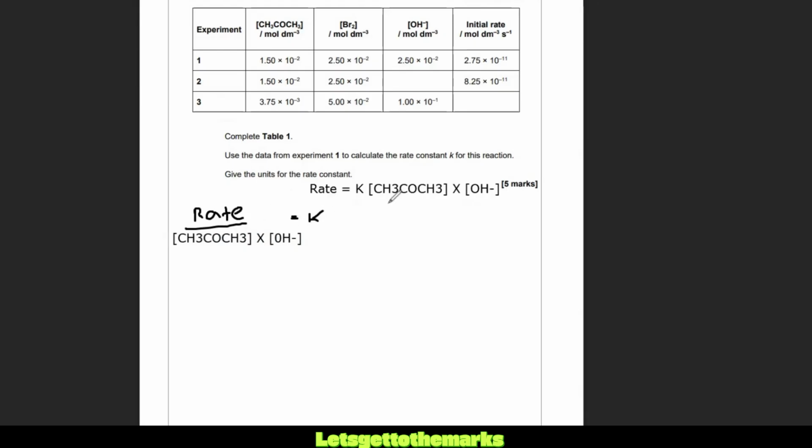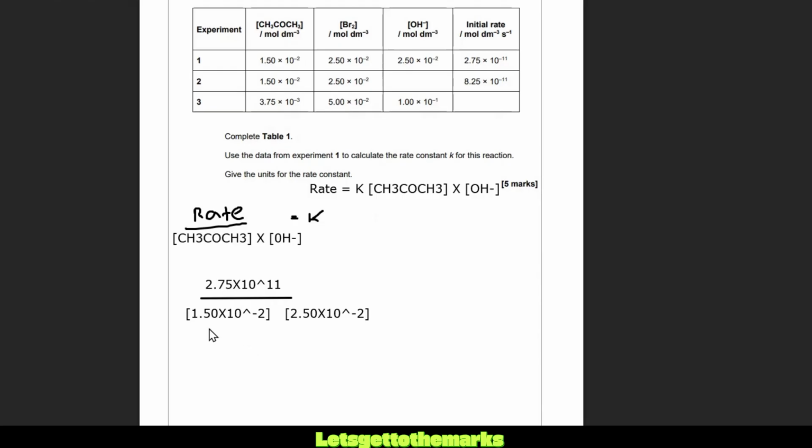Now we just want to substitute the numbers in to work out k. So 2.75 × 10^-11 over 1.5 × 10^-2, which is the propanone concentration, multiplied by 2.5 × 10^-2, the hydroxide concentration. We don't need to include the bromine because it is not in the rate equation. Some of you might be able to just keep it all in your calculator.